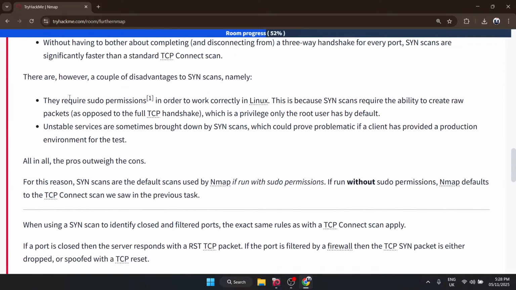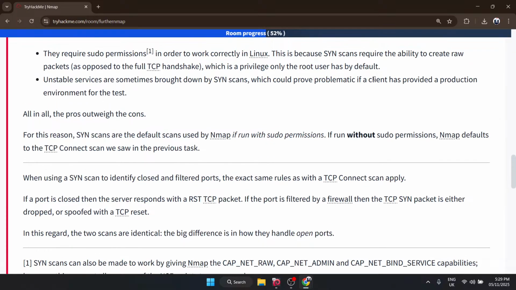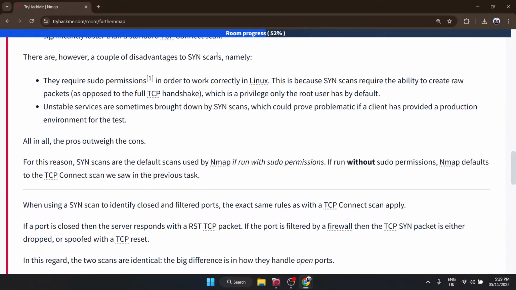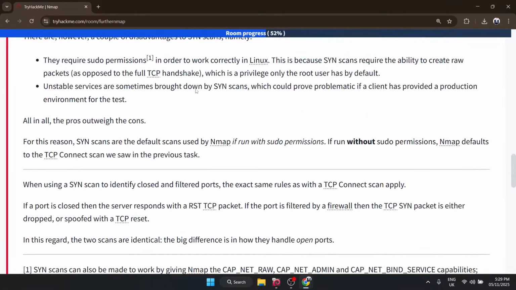Okay, so here we have: they require sudo permission in order to work correctly in Linux. This is done. Unstable services are sometimes brought down by SYN scans, which could prove problematic if a client has provided a production environment for the test. So sometimes, if the services are very unstable on the target machine, it might not be good practice to use the SYN scan in that case. It is kind of a disadvantage, but that is a very rare case.